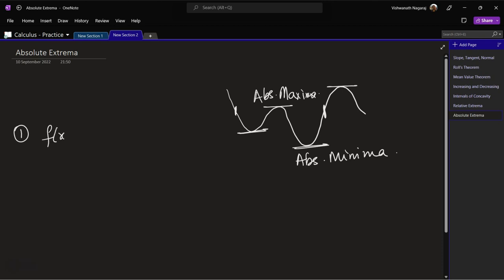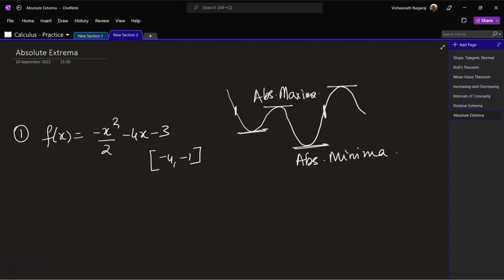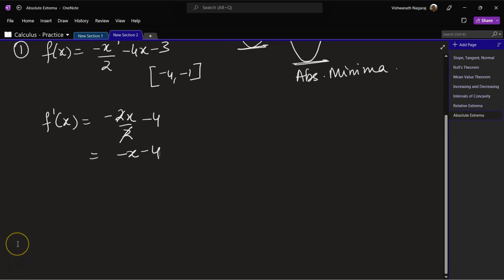We have a function f of x equal to minus x square by 2 minus 4x minus 3. And we have to figure out the absolute maximum and minimum in the interval minus 4 to minus 1. Okay, so f prime of x is going to be minus 2x by 2 minus 4. 2 cancels and we have minus x minus 4. Now, let's equate it to 0 to figure out the points at which the slope is 0. So, minus x equal to 4, x equal to minus 4.